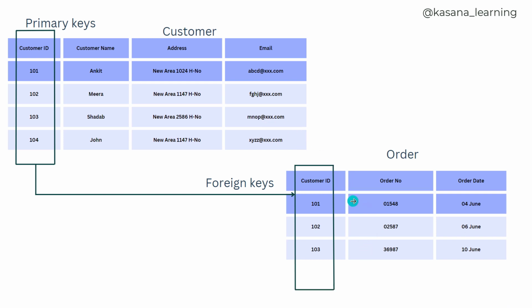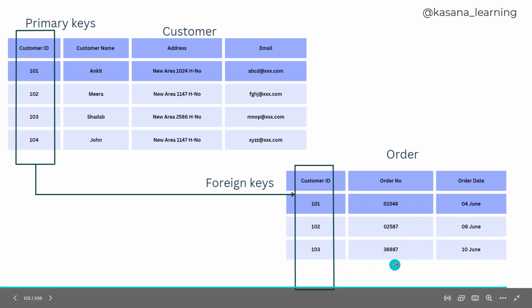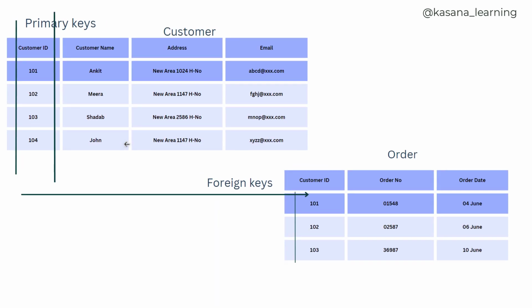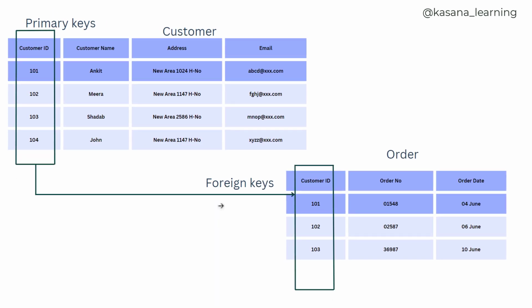That means any time we have to cancel a customer, or we have to disqualify a customer, we will first cancel their order, then we will cancel their customer ID, that means their registration. Here you can see we want to delete customer 103, that is Shadab.